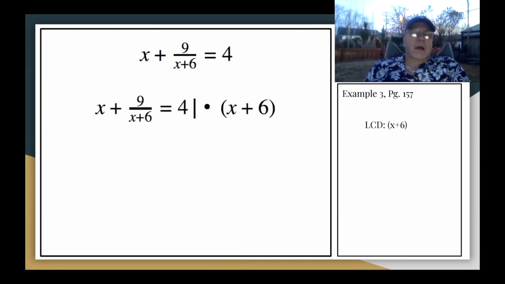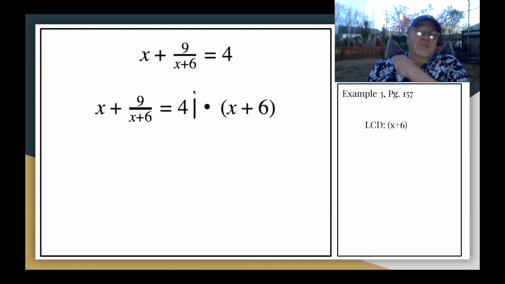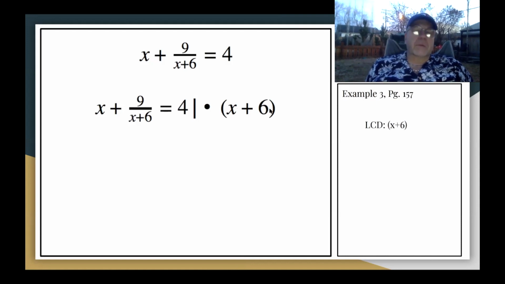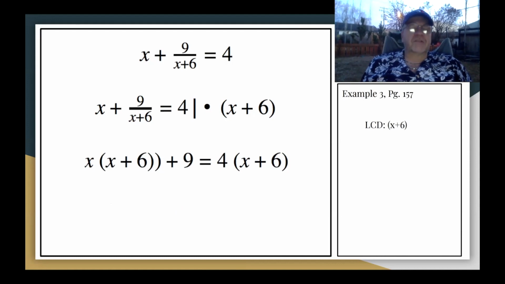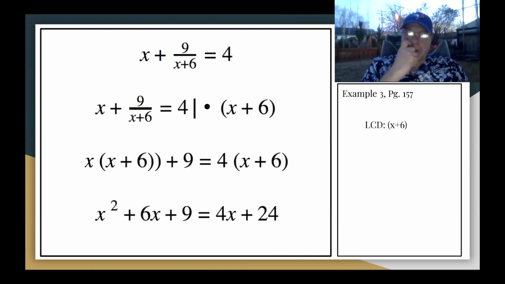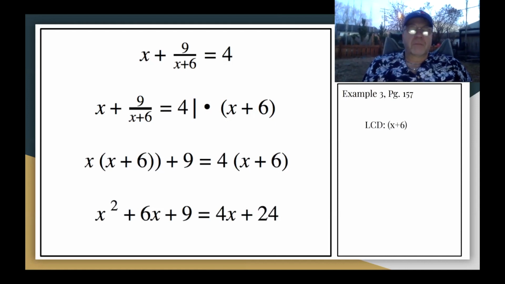So I'm going to multiply the whole mess. That's the bar notation I use, times x plus 6. Well, what are we going to get when we do that? Well, we're going to get x times x plus 6, excuse the extra parentheses here, plus 9, because 9 times x plus 6 over x plus 6 will allow the x plus 6's to divide out, and then we'll have 4 times x plus 6. All right, so let's expand. Let's distribute the x over x plus 6, and we're going to get an x squared term now, plus 6x plus 9, good, and 4x and 24.